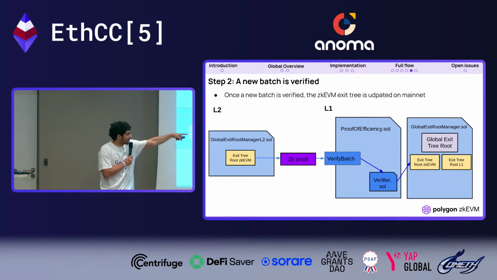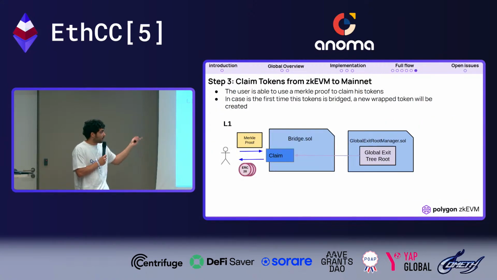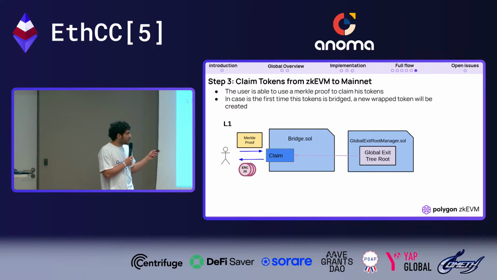This is layer 2 and this is layer 1, just to make sure that you see it. Basically, once the batch is verified, the global exit tree root will be updated with the information of the leaf that we just created, and then we can just claim it with the same Merkle proof. As you see, the schema is very similar, but we have to wait for a batch to be verified in order to claim it.